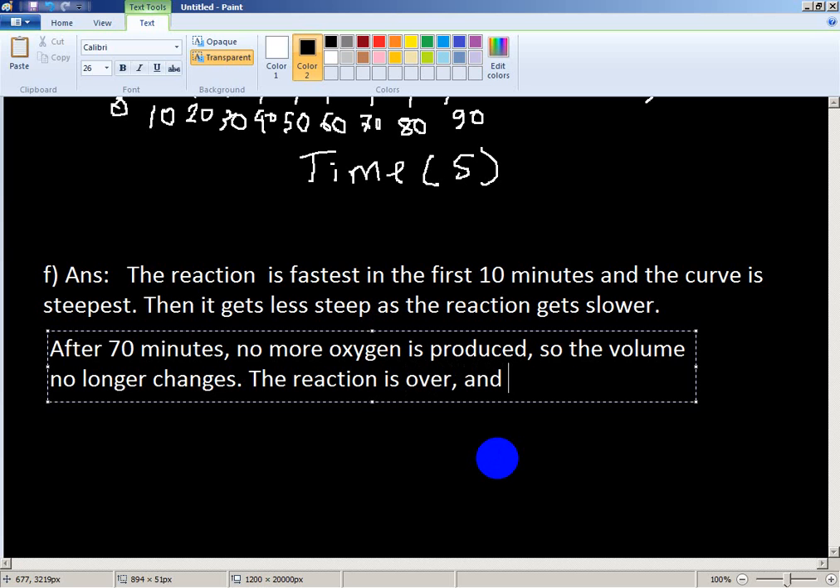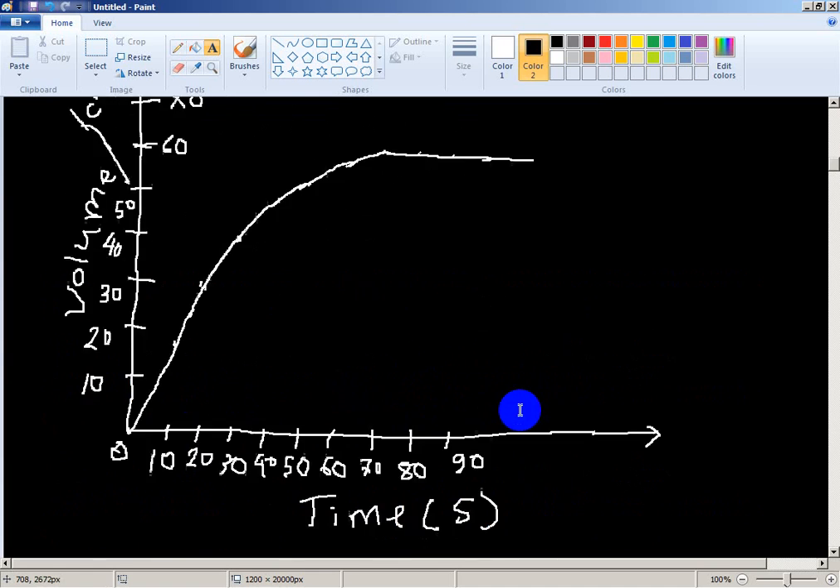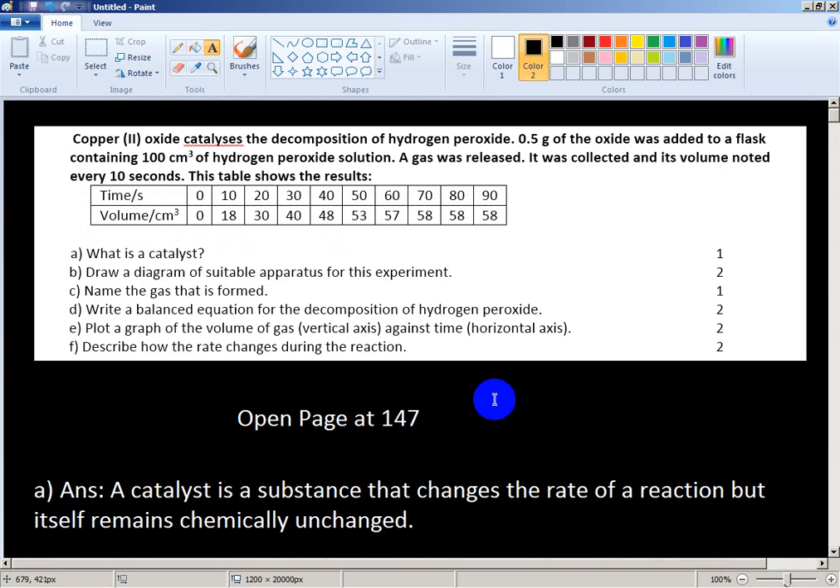The curve goes flat. Okay, after 70 minutes no more oxygen is produced, so volume no longer changes, the reaction is over and the curve goes flat. Okay, this is the answer to this question.